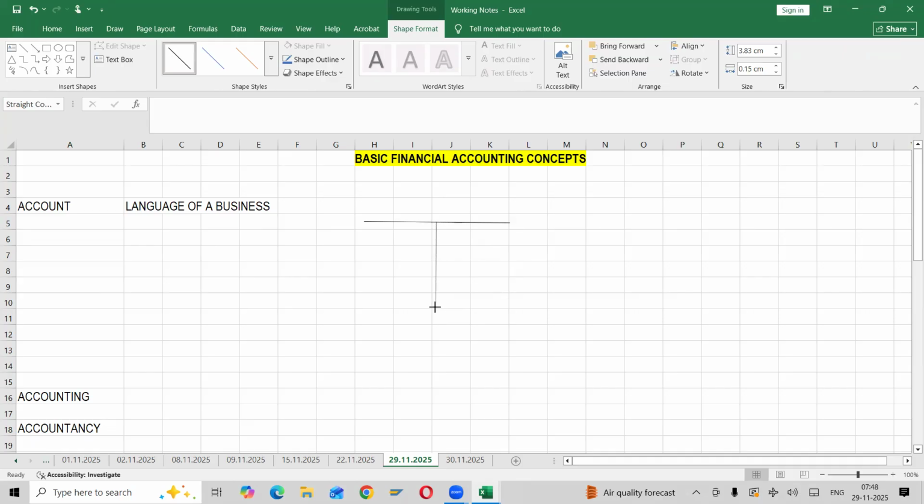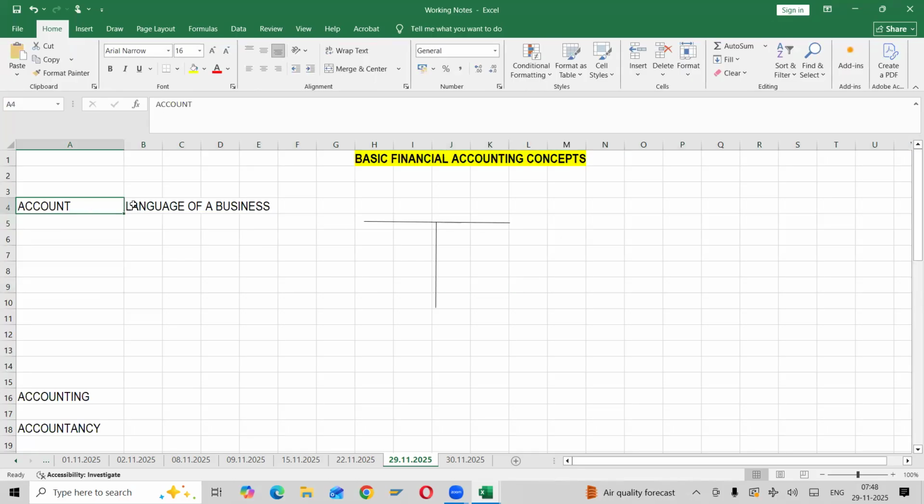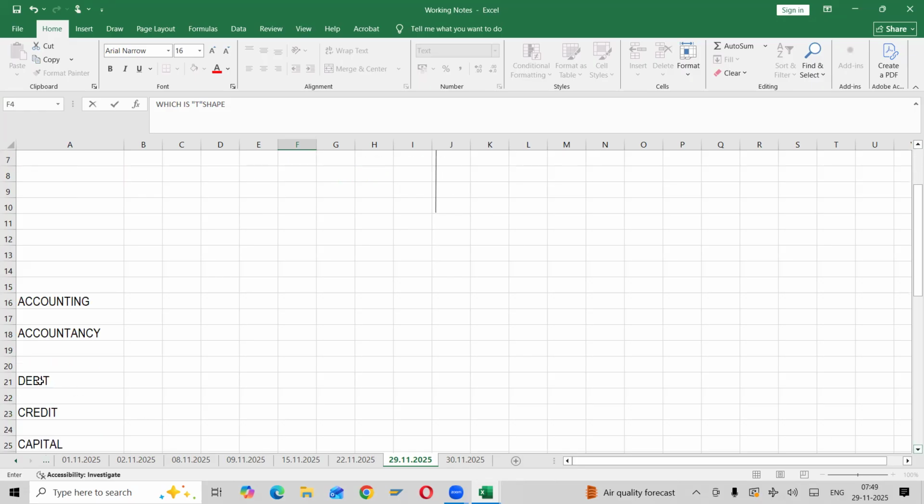Okay, this is an account. So what do you mean by account? Account is a language of business which is in capital T shape. So immediately people will ask you, what do you mean by debit and credit? What is debit and what is credit? Can anyone answer? Anyone, please. Debit what comes in, credit what goes out. It's a rule. Perfect.